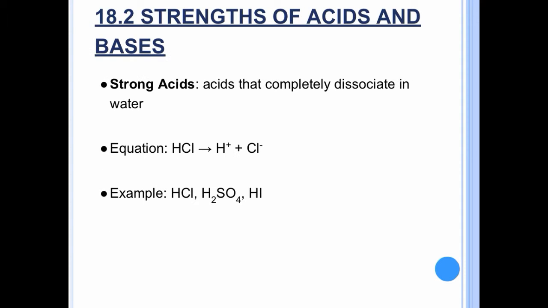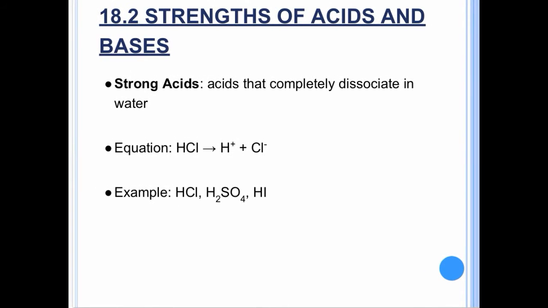So first, strong acids, what we define as a strong acid. In this case, it means that a strong acid is something that completely dissociates in water, which means, in the example here, hydrochloric acid, for every unit of hydrochloric acid, of hydrogen chloride that you put into the water, you get a hydrogen and a chloride. They all break apart, every single one.